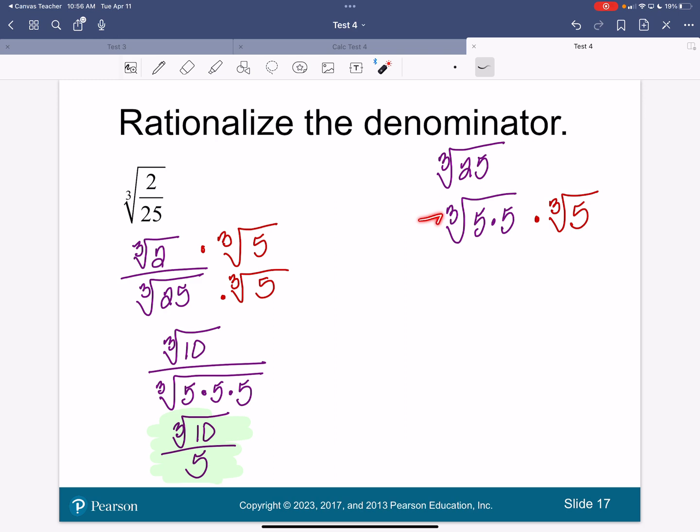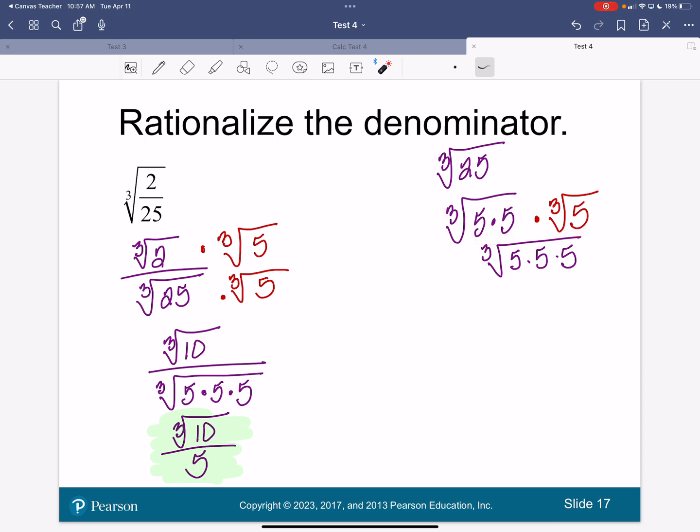And this is my indicator right here. I've got to have a set of three 5s. So I was short a 5. When I multiply by the cube root of 5, I can rewrite that as the cube root of 5 times 5 times 5. Now I have three 5s and I can pull one of them out. So I had to finish the cube. I only had two 5s, I needed three, so I had to finish this cube.